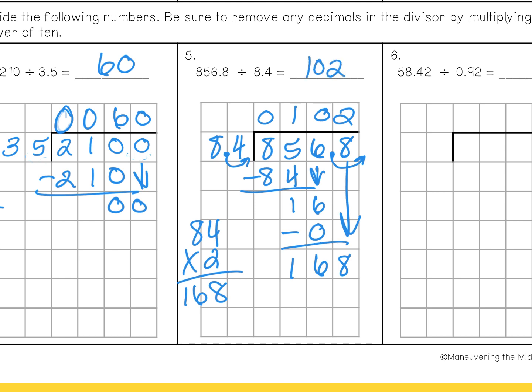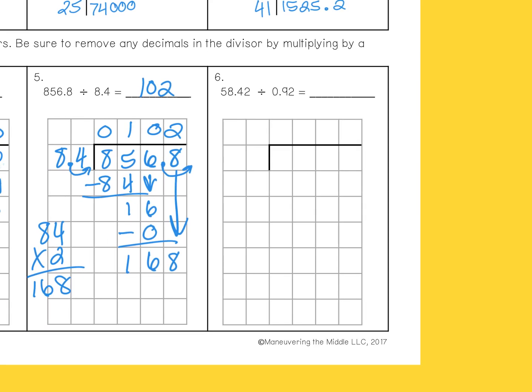So again, I took my 8.4 and multiplied it by a power of 10. Then I also took my 856.8, my dividend, and multiplied it by a power of 10, and was able to divide 8,568 by 84, giving me 102. Now go ahead and solve question number 6 on your own.